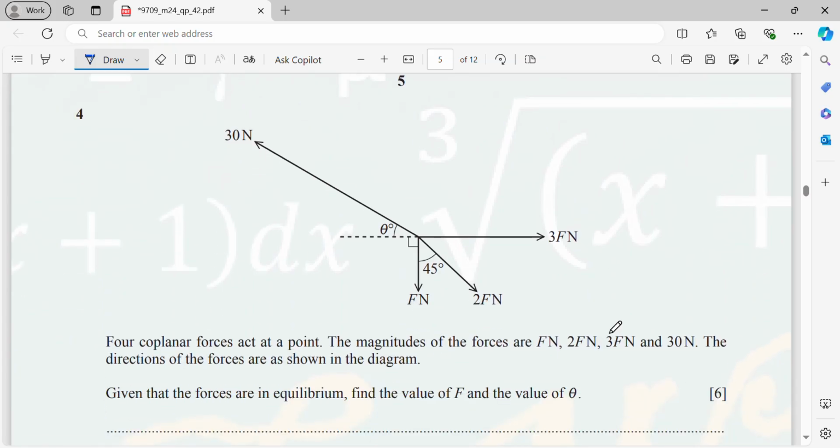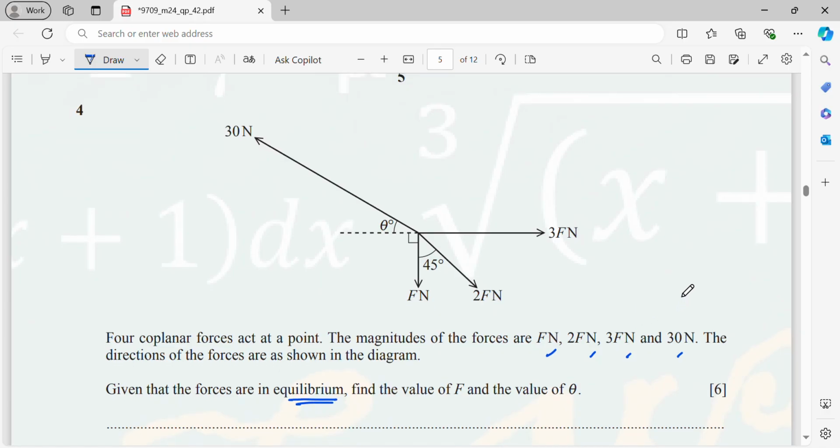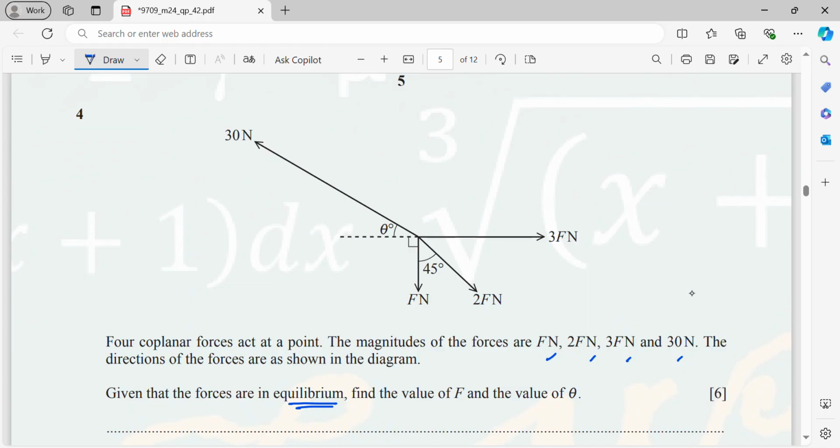Okay, question number 4. Four coplanar forces at a point. The magnitudes of the forces are F newtons, 2F, 3F, and 30 newtons. The directions of the forces are as shown in the diagram. Now, given that the forces are in equilibrium means that they are not moving. Okay, upward force equals downward force, left force equals right force. That is the meaning of equilibrium. Now find the value of F and theta. Okay, so now here I need to resolve.